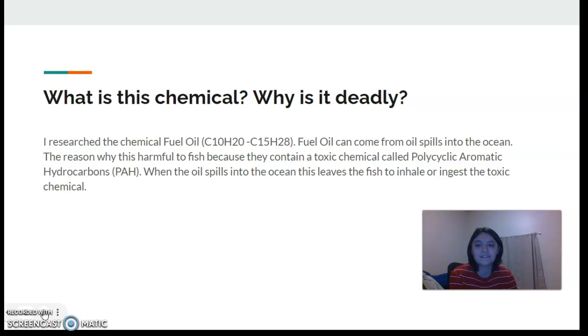So, the chemical that I researched is fuel oil. Fuel oil actually comes from oil spills into the ocean. We have more oil spills now more than ever, I can guarantee it. So, the reason why this is harmful to fish is because they contain a toxic chemical called polycyclic aromatic hydrocarbons, or PAH. When the oil spills into the ocean, it leaves the fish literally no option other than to ingest it or inhale it.